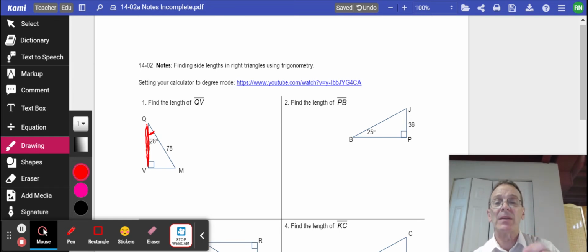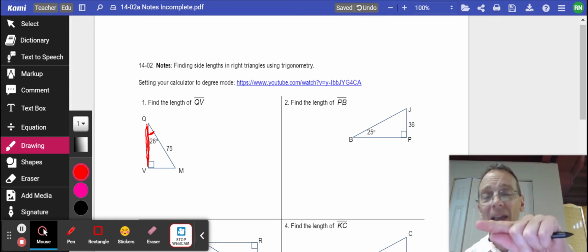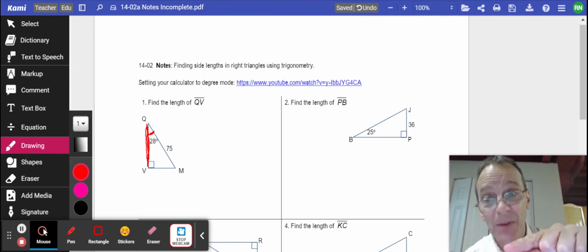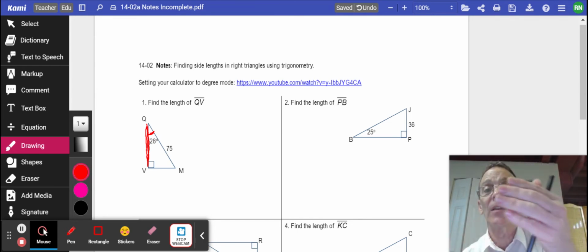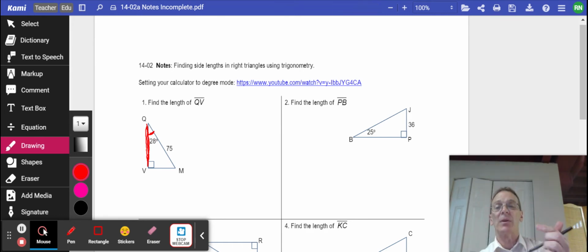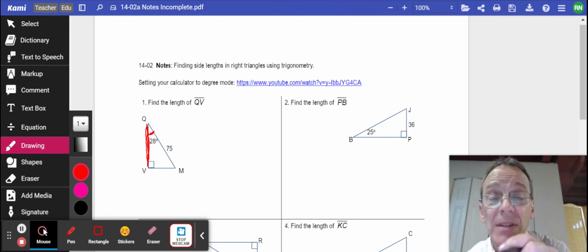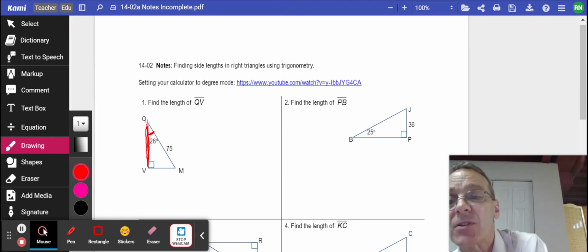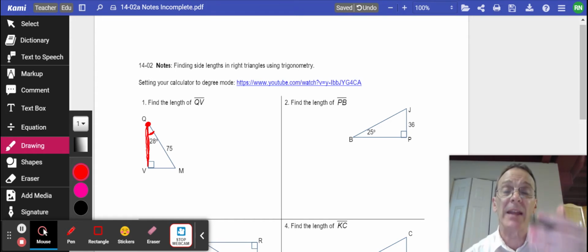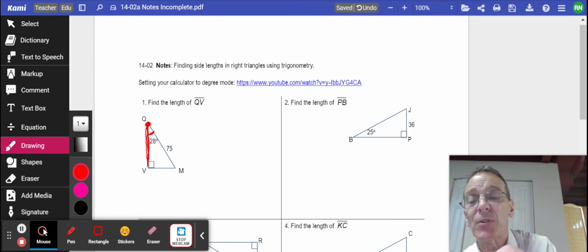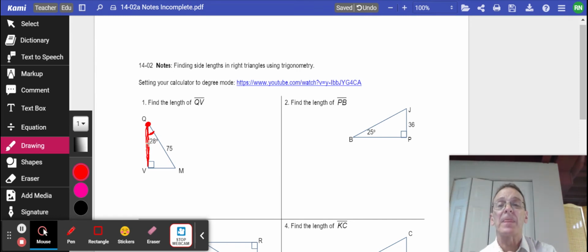But here we've been given not two sides, but one side and an angle measure. And that angle measure combined with that side length of 75 is going to help us find the other side length. But here's what you've got to do. You've got to notice that angle measure, and position yourself at the vertex of that angle, just like we were doing in the last lesson to find sine and cosine and tangent output values. Position yourself at the vertex of that acute angle.